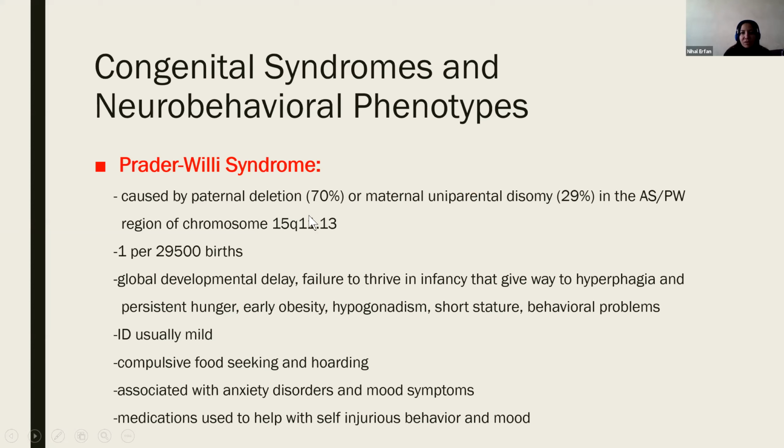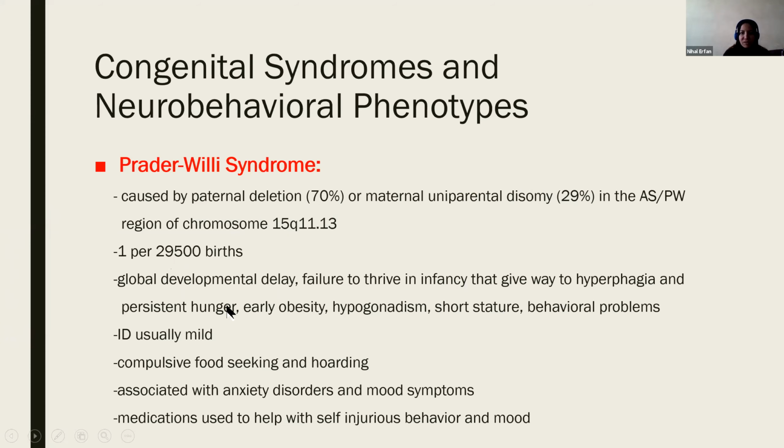Prader-Willi is another really important one. It's caused by paternal deletion in 70% of cases, or maternal disomy in 29%. So it's a chromosome 15 problem, 1 in 29,500, with global developmental delay, failure to thrive in infancy, giving way to hyperphagia, obesity, hypogonadism, short stature, and behavioral problems. So it's kind of like a triad.